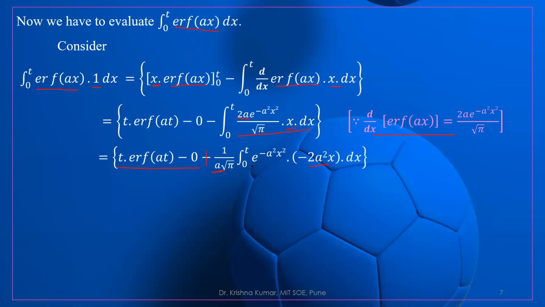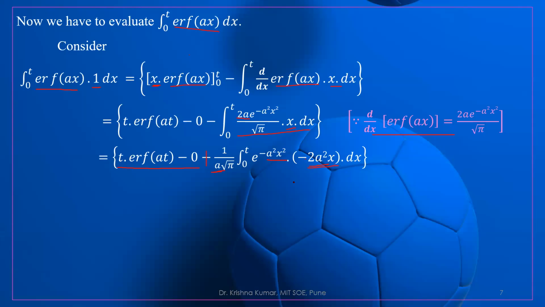Are you getting this point? E to the power minus a square x square. This 2a we are taking over there. X we are taking over there. So that is minus 2ax. And again we are dividing and multiplying by a. So it is minus 2a square x. Correct? And now, what is this? What is the derivative of minus a square x square? It is nothing but minus 2a square x.